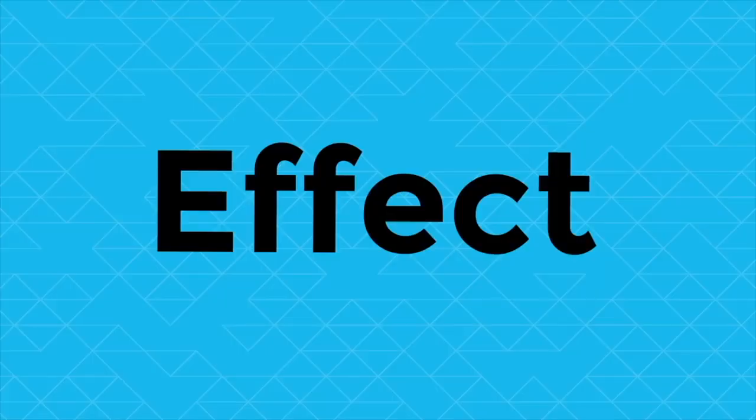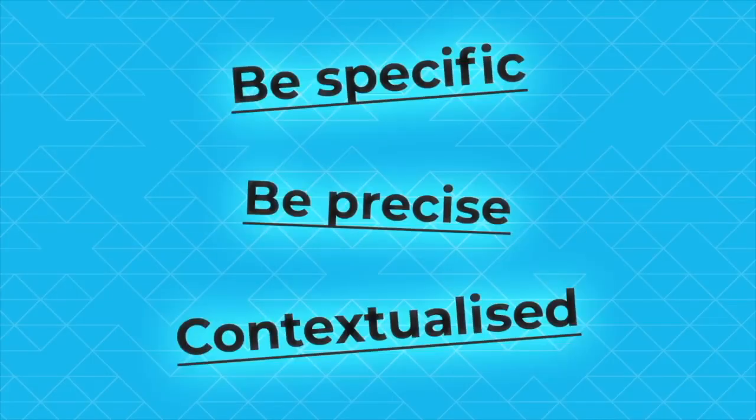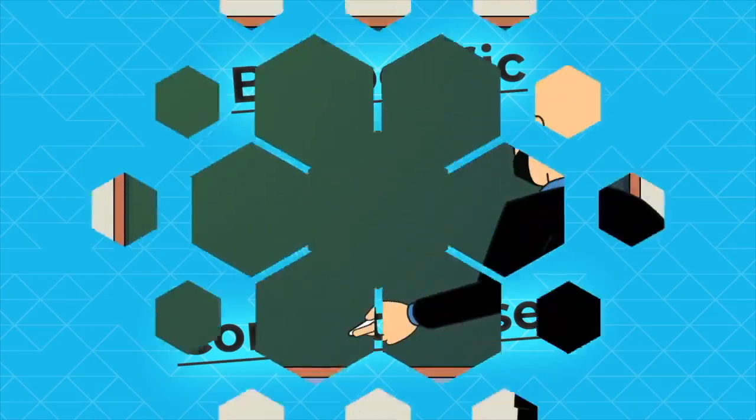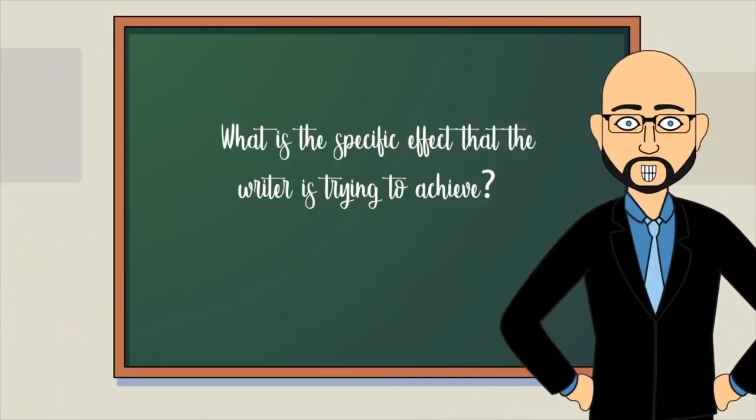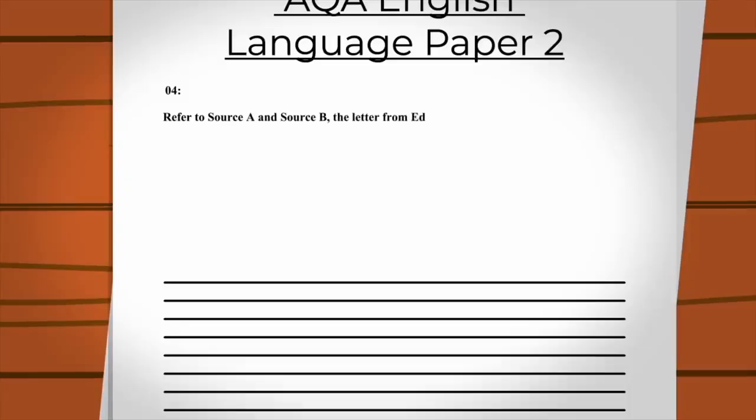It's about writing about the effect in a manner which is precise and contextualized. And one of the ways to do that is to ask yourself, what is the specific effect the writer's trying to achieve, and how do they achieve it? Through using words, phrases, language features, techniques, and sentence forms. Question 4 is the comparison of writers' viewpoints.